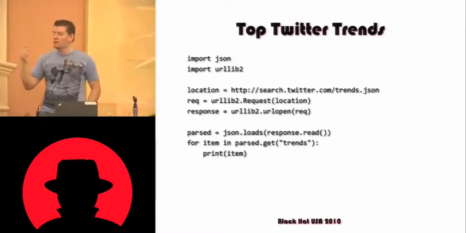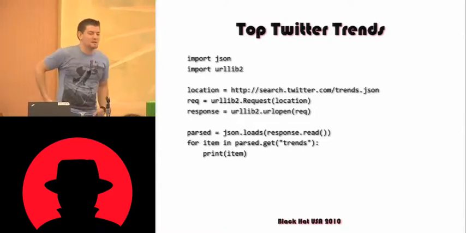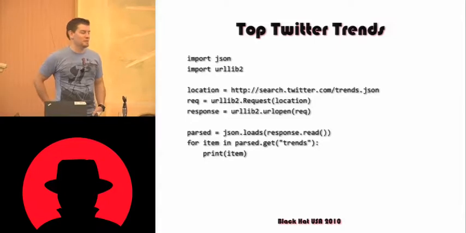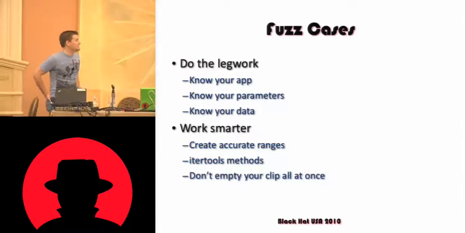So in a couple lines of code, you can rip things out of JSON. This is example code for hitting the Twitter API and pulling all the current trends. I guarantee if you run that code right now, this talk is probably not one of the top trends on Twitter. It's probably Britney Spears again for some reason. You know, Britney Spears, is it 1995 or something?